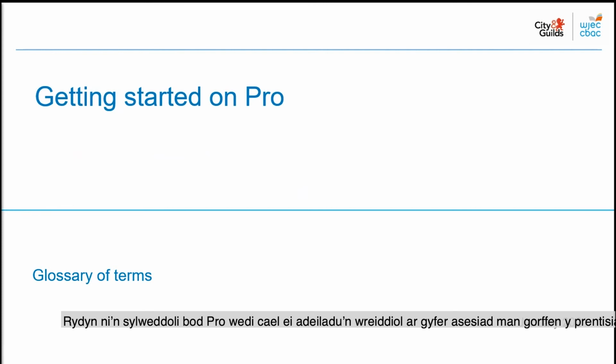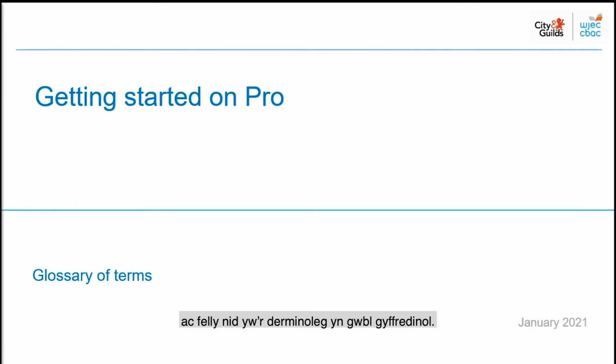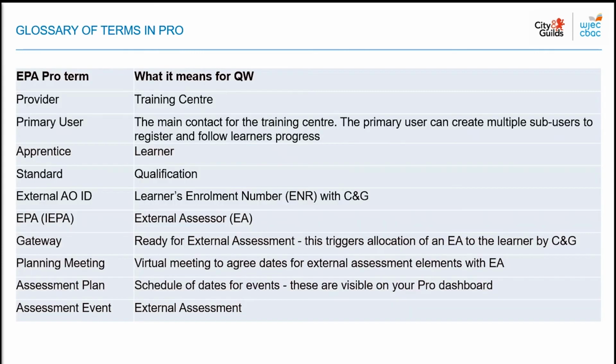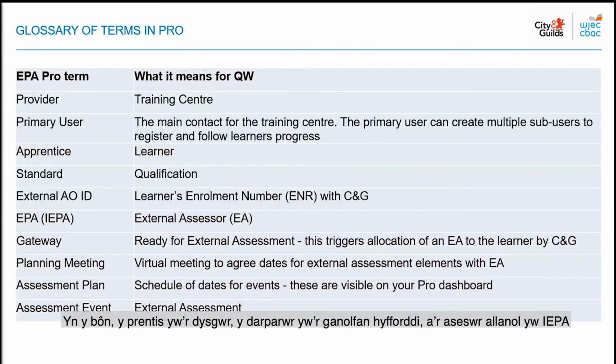We appreciate that Pro was originally built for the endpoint assessment for apprentices, and so the terminology is not totally generic. We have produced a glossary to explain what certain terms mean for these qualifications, and these can be seen on the next slide and will be available under the support materials in Pro. Essentially, a learner is an apprentice, the training centre is a provider, an external assessor is an EPA.